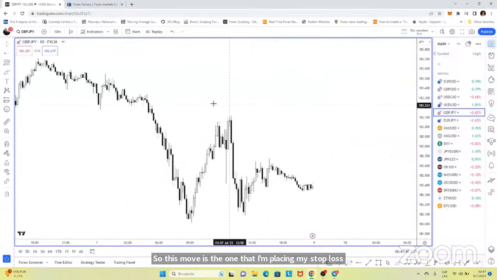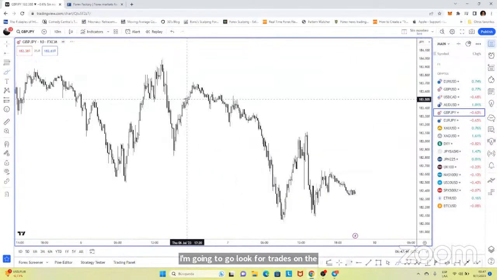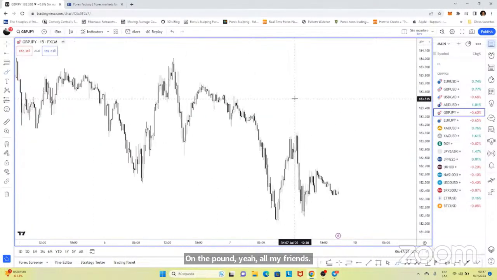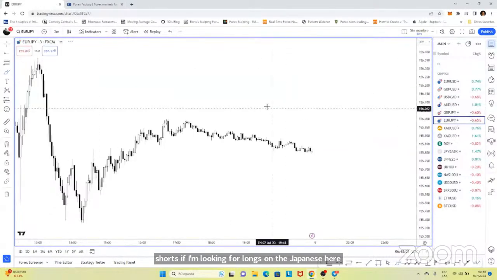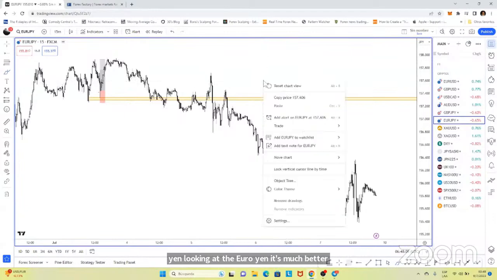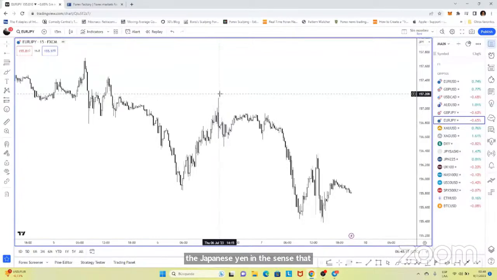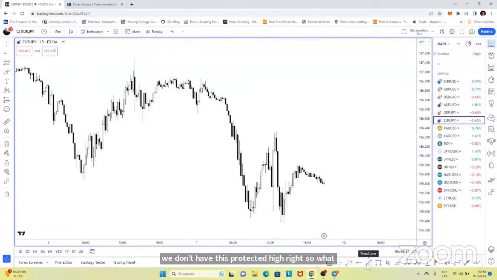I'm going to look for trades on the Japanese yen basket, long on the pound yen or on the euro yen. On the pound yen, my friends, I would look for shorts if I'm looking for longs on the Japanese yen. Again, I do not have a setup short on the pound yen. Looking at the euro yen, it's much better. This market is much better to trade the short side, the long side, I'm sorry, on the Japanese yen, in the sense that we actually don't have this protected high, right? So I mean, I need to see how this market opens.